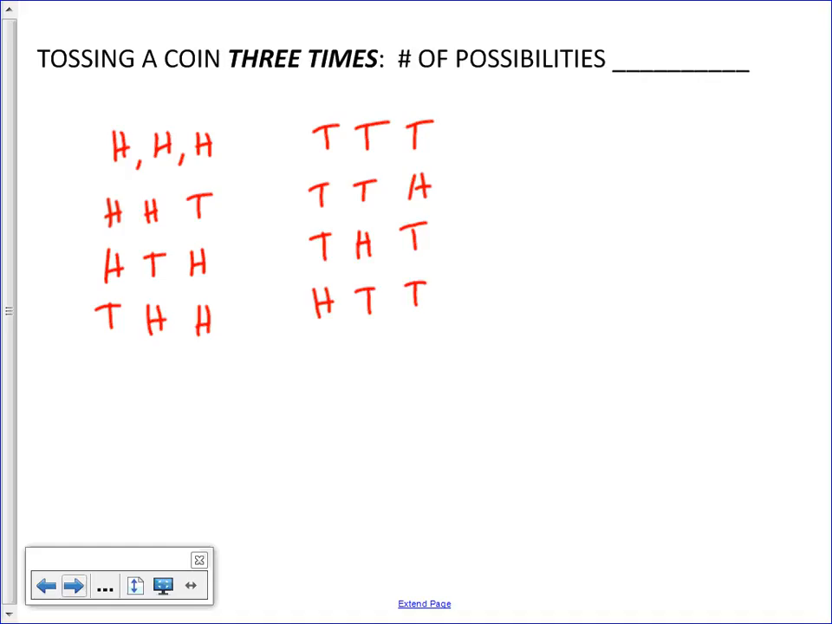Oh, good. Yeah. It's true. What's the difference?